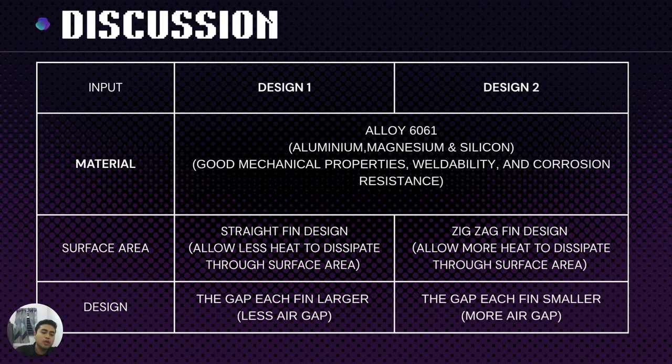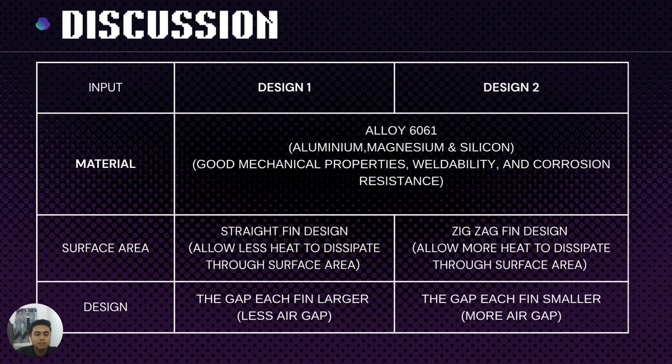Next we go for the surface area. For both designs, we designed a different surface area: for design one, we designed a straight fin, while for design two, we designed a zigzag fin. After simulating, we can conclude that the straight fin allows less heat to dissipate through the surface area, while the zigzag fin allows more heat to dissipate through the surface area.